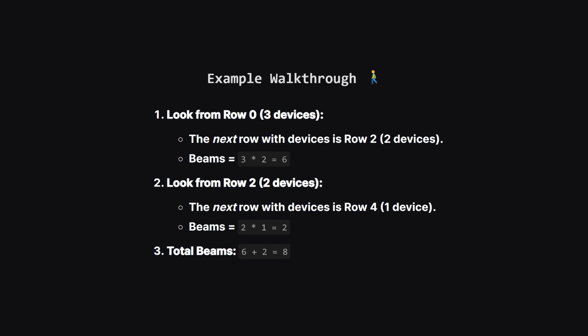Now we move our focus. We're at the row with 2 devices. We look for the next row that has any, and we find one with just a single device. So we add 2 times 1, or 2 more beams. Finally, we add our totals together. 6 beams from the first connection, plus 2 from the second, gives us a grand total of 8 beams. That's the logic we need to code.